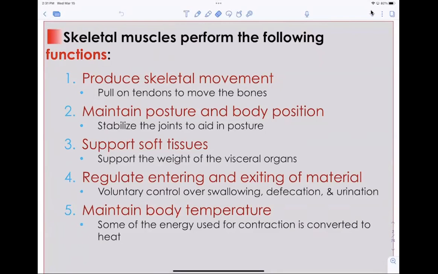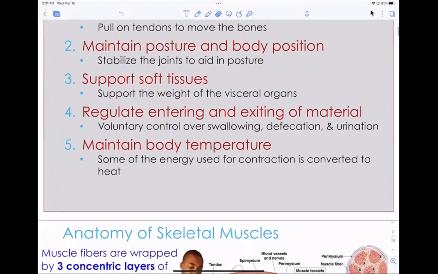Maintaining body temperature is partly due to the inefficient energy transfer system of cellular respiration, and the inefficient energy transfer from ATP, the potential energy in that ATP, to the myosin head, for the myosin head to then pivot, move, and slide the actin strand. Since it's not 100% energy transfer, some of that energy is lost in the form of heat, and that heat helps maintain your body temperature.